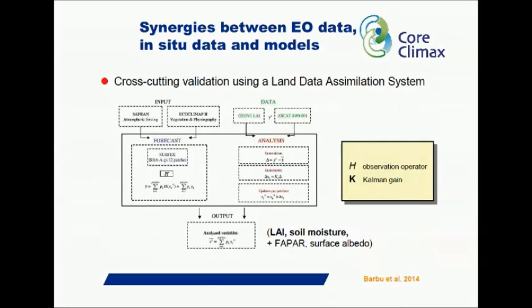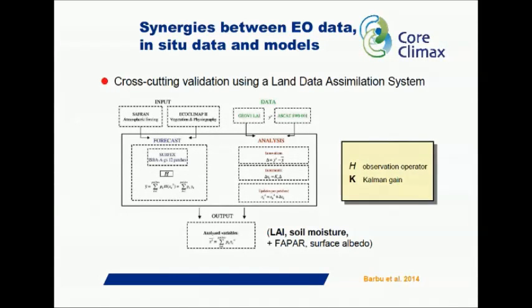Then another possibility is to use data assimilation. This is an example where we use again the ISBA model. In the land data assimilation system, you have 2 components: a forecast component and an analysis component. The forecast component is driven by an atmospheric forcing, an atmospheric reanalysis in fact, which could be ERA5, for example, and then by a number of information about the surface, like a land cover map, for example.